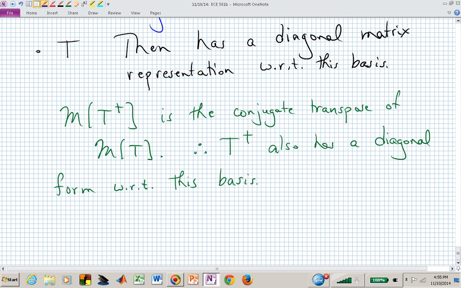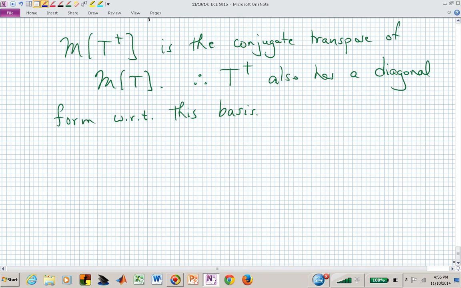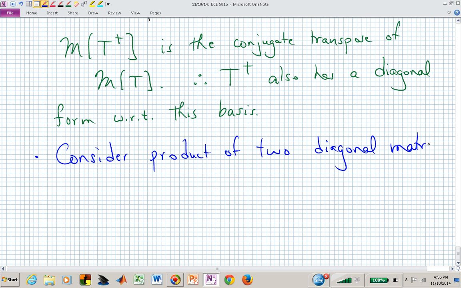And now we can just sort of play a little bit with these matrix representations. Meaning, if we consider the product of two diagonal matrices, then we're going to be able to show that these basically commute, and we can now say that these linear operators commute, T with its adjoint.